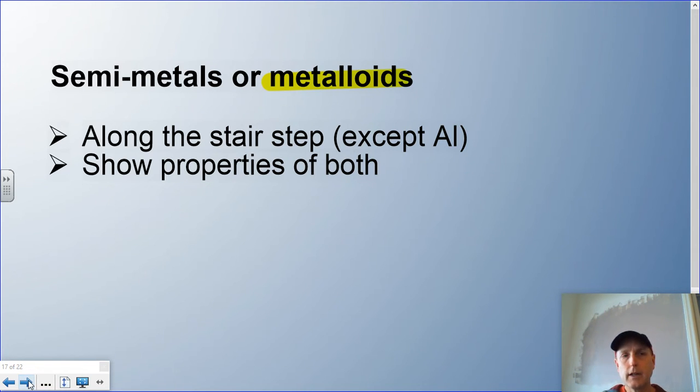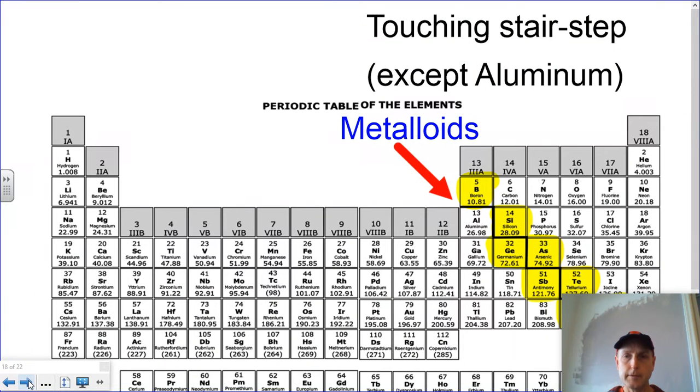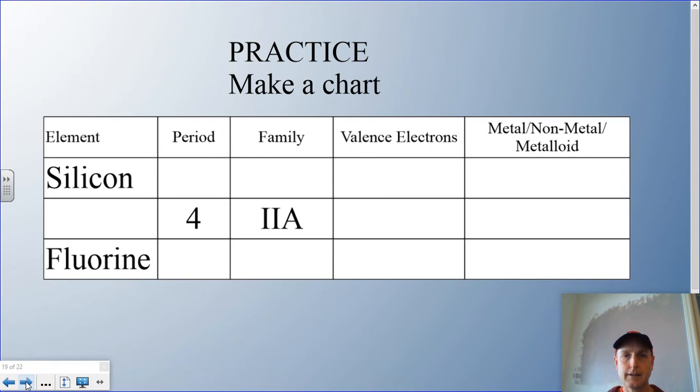Now, in between, we have things that behave like metals and nonmetals called metalloids, and they're right along that stair-steppy line, except for aluminum. So here are the metalloids, touching the line on both sides, except for aluminum, which is a metal. So these in here are all metalloids.